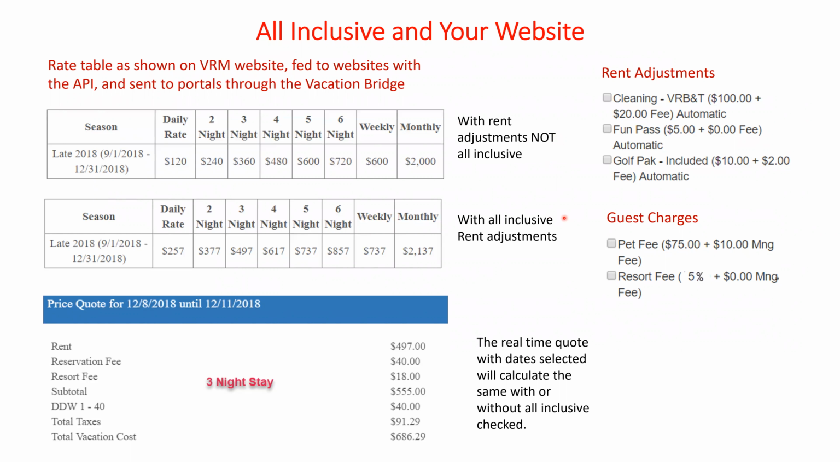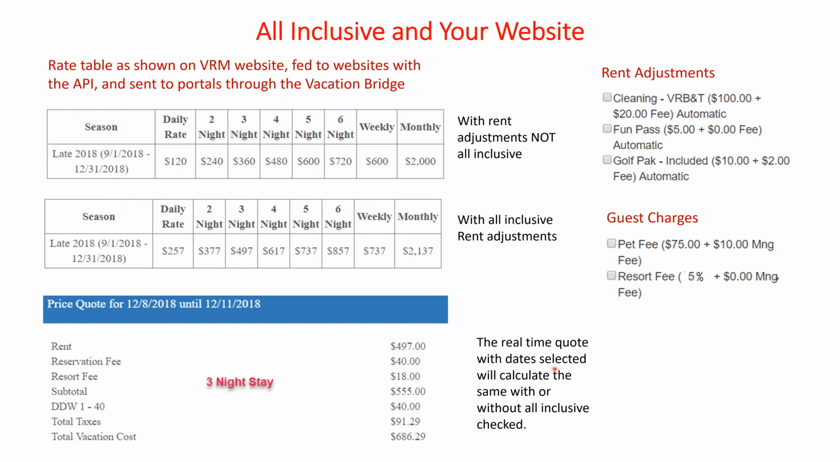If you have all-inclusive rent adjustments, then it's going to show this amount right here. Your 4-night stay now is 4 times your daily rate, 4 times 120, plus all of your charges, which is the 120, 5, and 12. So that's $137. So we come up with the 617 here.